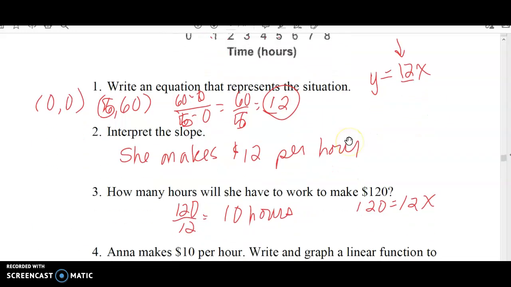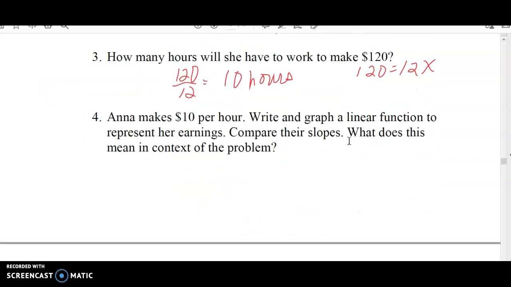Okay. It says down here, Anna makes $10. Write and graph a linear function. So write it and graph it. We just graphed it, but now we're going to write it. So it's going to be y equals whatever I'm doing to x to get to y, times 10. So y equals 10x is Anna's.